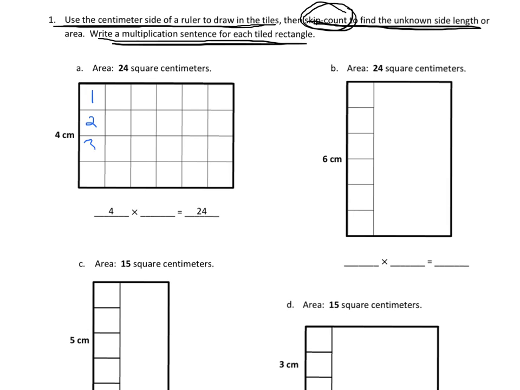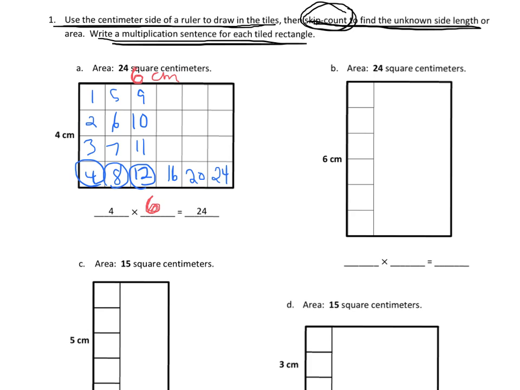1, 2, 3, 4, 5, 6, 7, 8, 9, 10, 11, 12. Now I haven't really been skip counting, but now I can see, oh, 4, 8, 12, 16, 20, 24. And so I know the missing side length is 6. So really I should put 6 centimeters right here as our missing length.